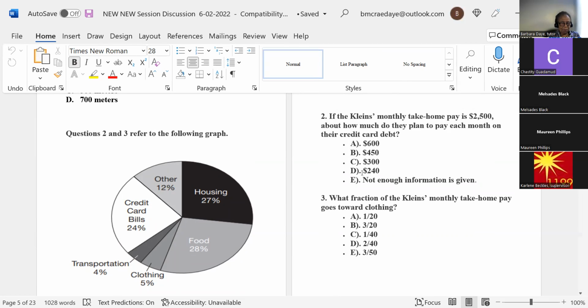Okay. Now, Mercedes, number 3. Tell me how you would solve number 3. What fraction of the client's monthly take-home pay goes towards clothing? Clothing is 5%. So what fraction does 5% represent?